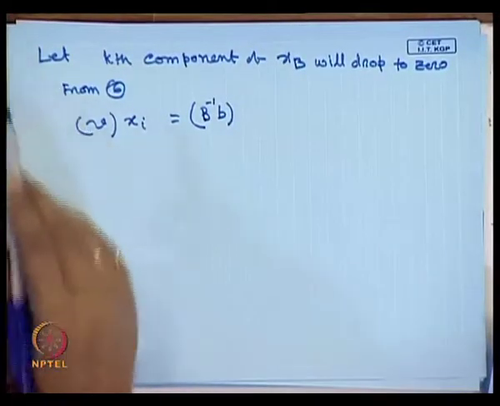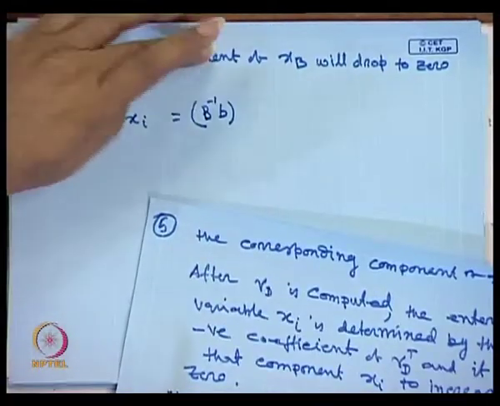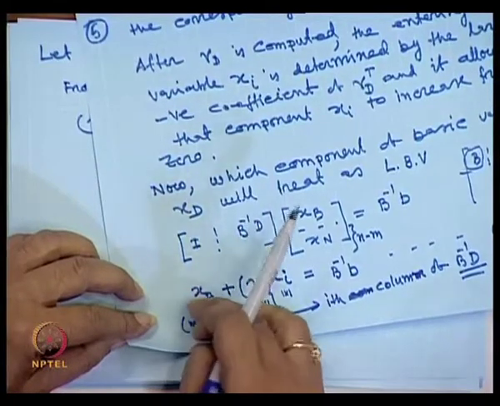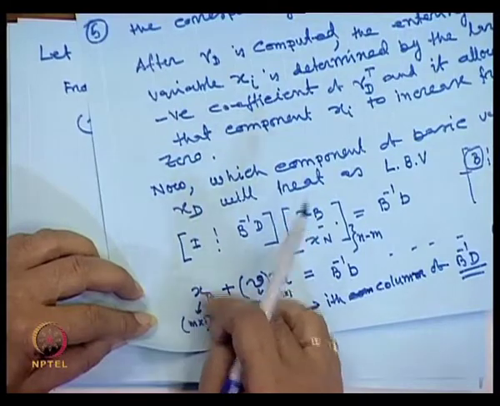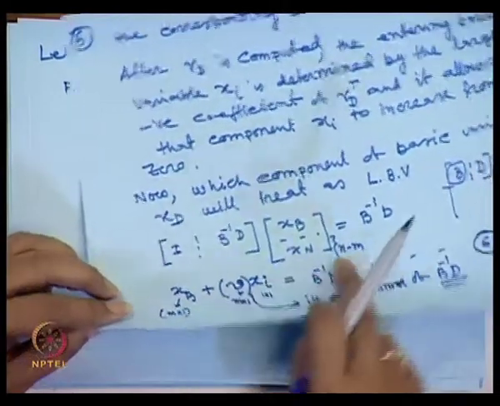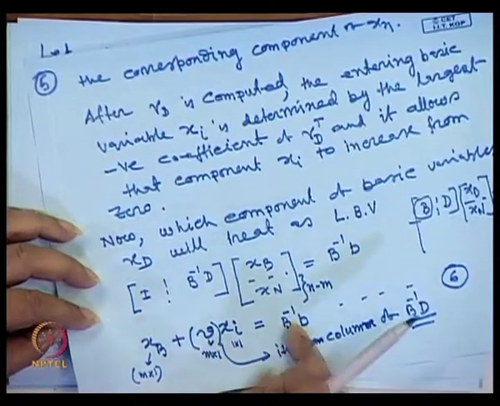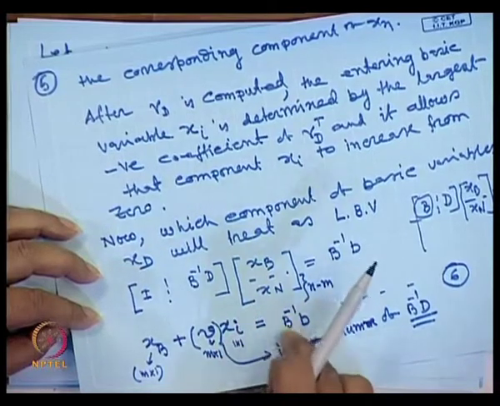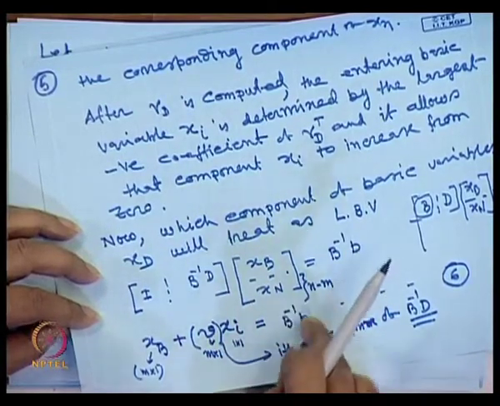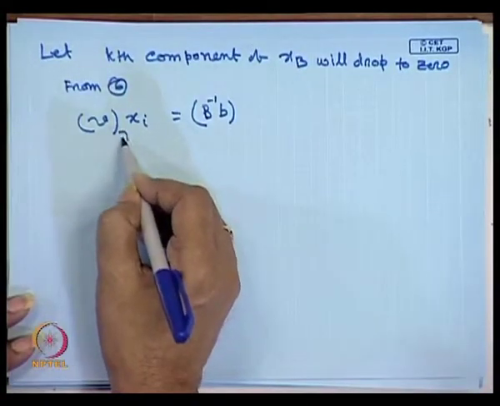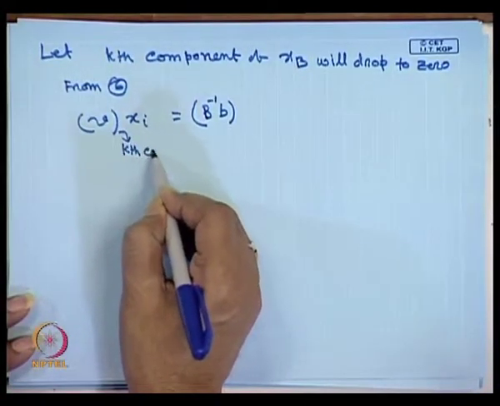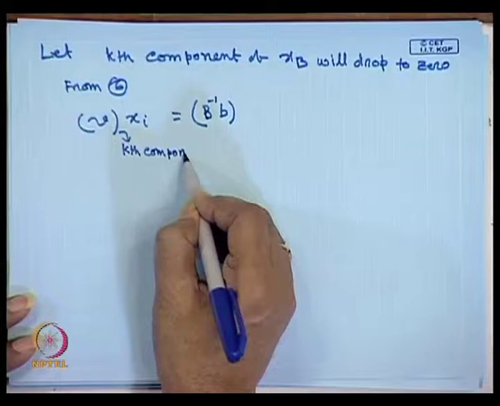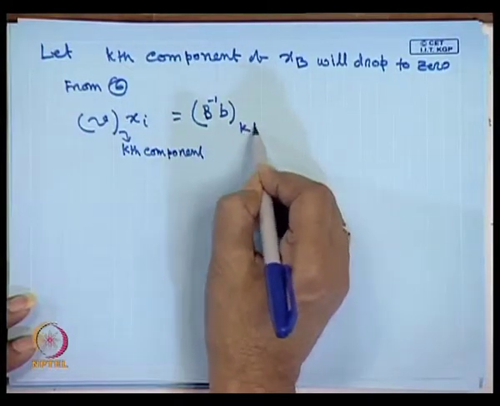I have just mentioned it: out of the m variables, I am considering the kth component of x_B being forced to 0. If it is forced to 0, then this equals this, and you have to consider the kth component of b, and here also the kth component of v. That is why I am writing the kth component here, and this is also the kth component.